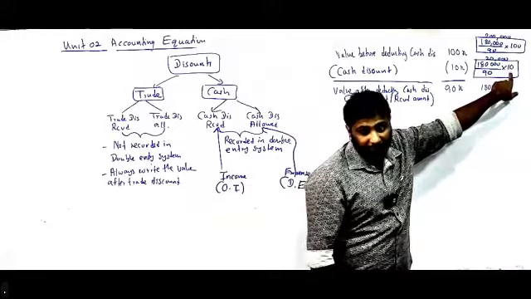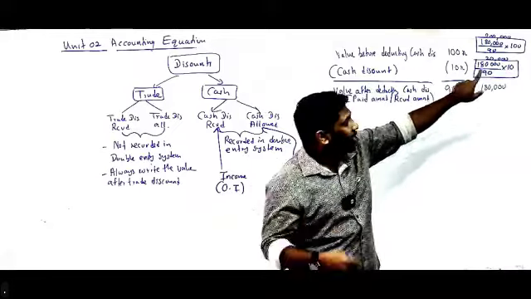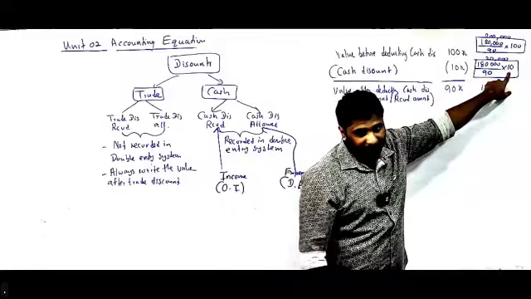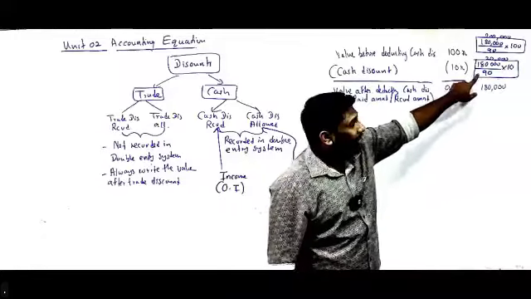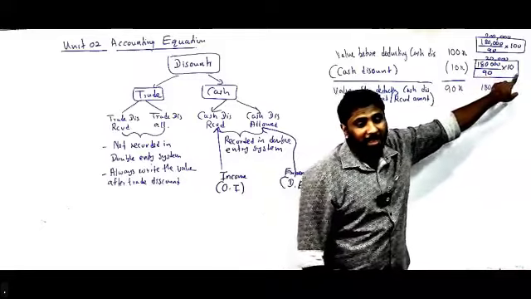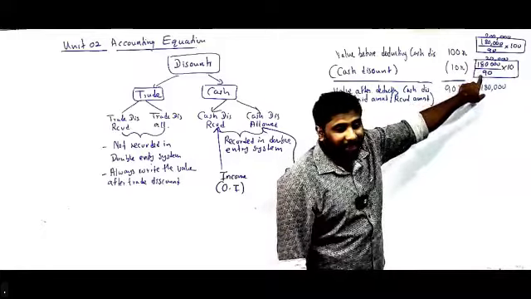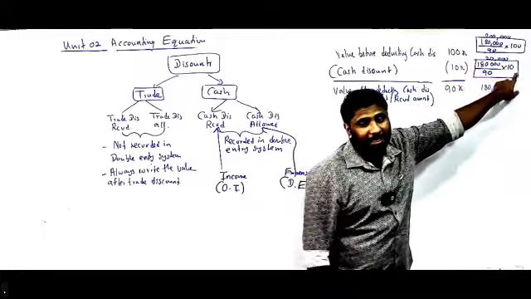If the discount is 3%, what you should do? Divide by 97. Multiply by 3. If the discount is 2%, divide it by 98. Multiply by 2. So here discount is how much? 10%. Then divide by 90. Multiply by 10.